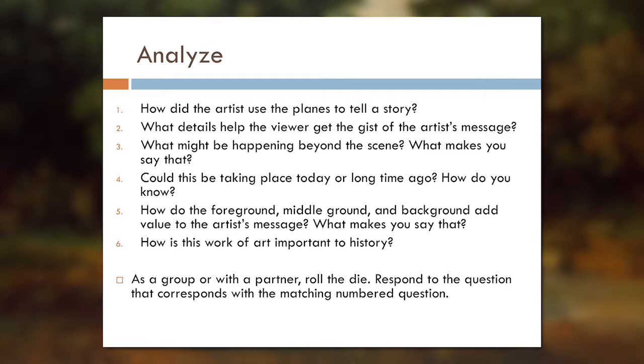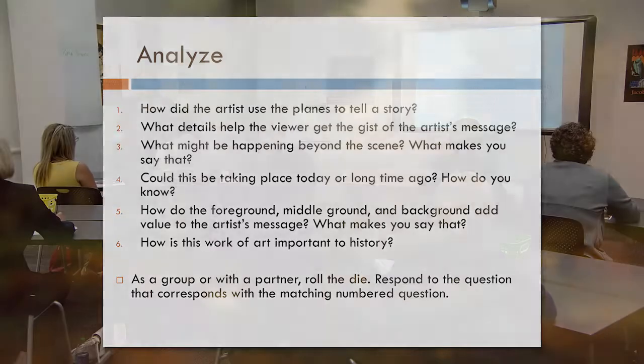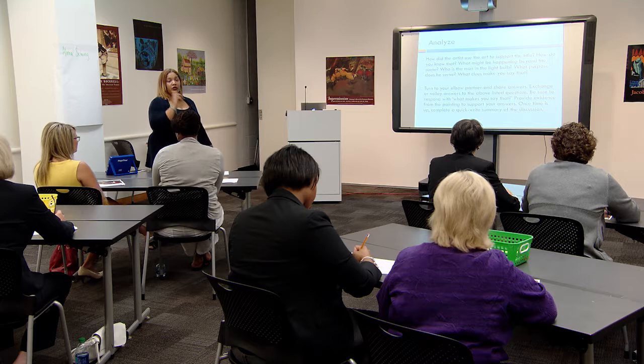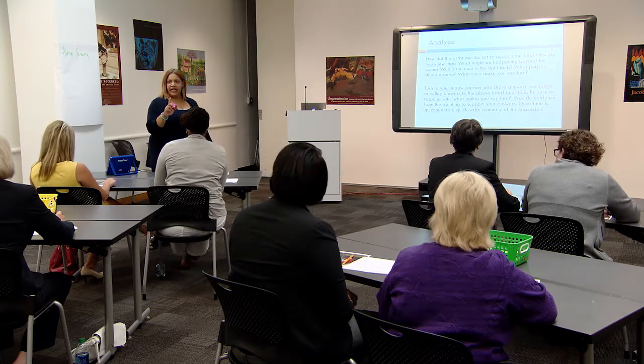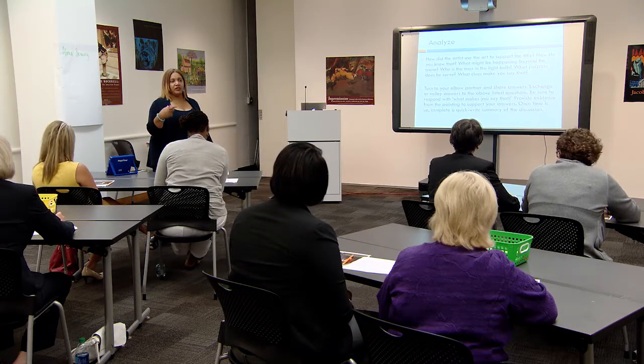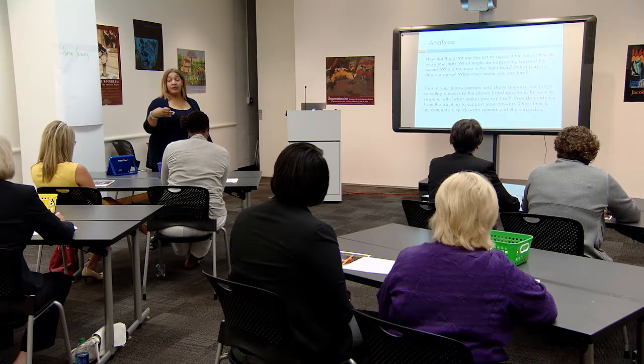I want you to roll the die. You're going to volley back and forth between you and your partner. Whatever number the die lands on, that's the question you're going to answer, okay? We're going to go through 2 rounds of that to give everybody an opportunity to get comfortable answering those questions. And you'll do that as a participant.